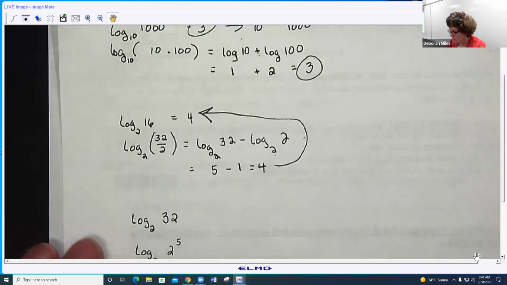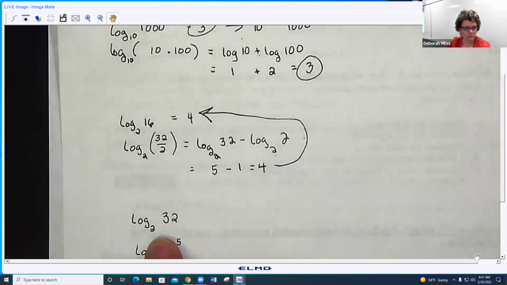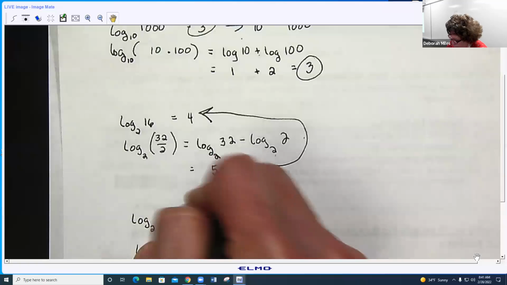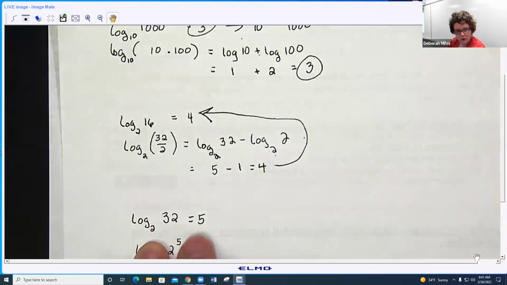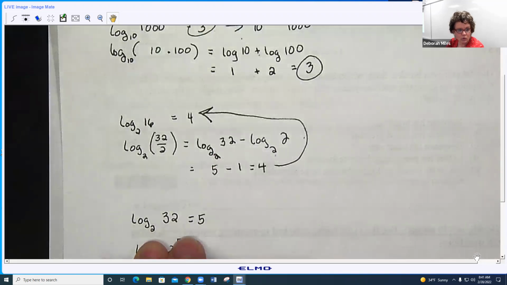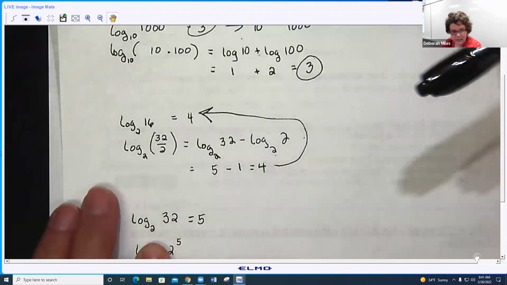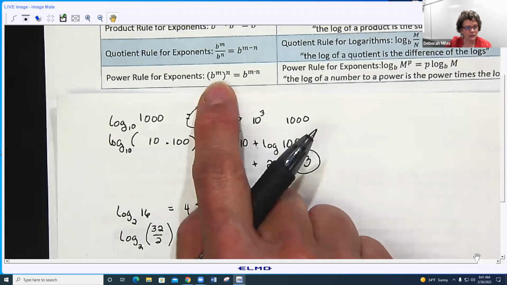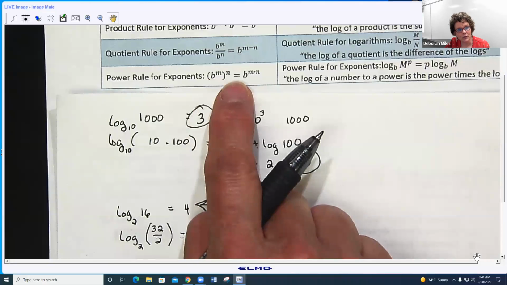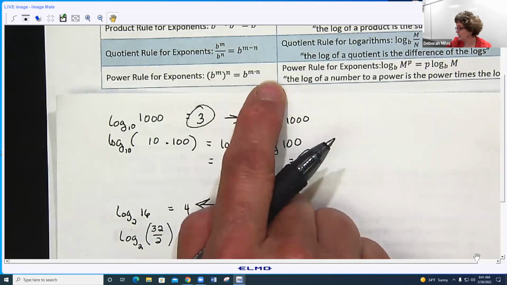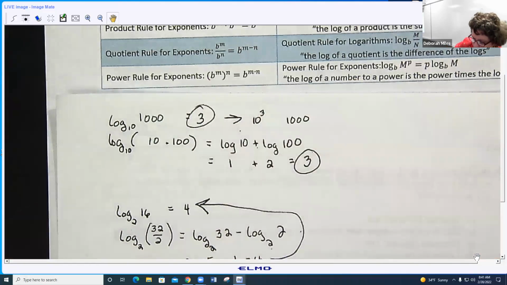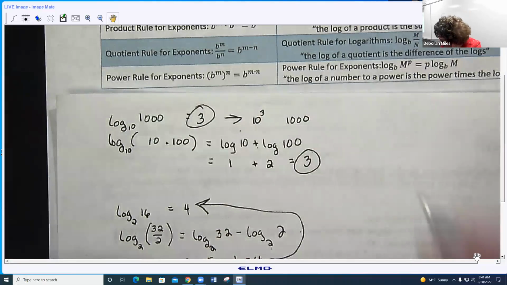What about log base 2 of 32? Actually, you told me that right here. Log base 2 of 32 is 5. I want to show you that the power rule for logarithms works. And here's what the power rule for logarithms says. You know that with exponents, when you raise one power to another power, you multiply those exponents. So the power rule for logarithms.